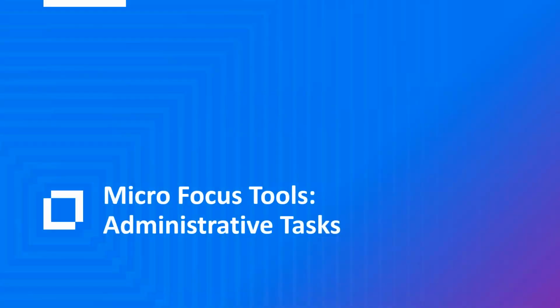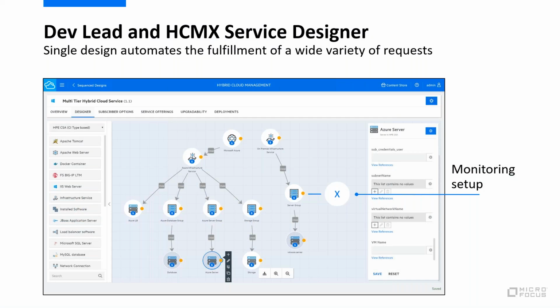All right, so there's a fair chunk of administrative tasks that need to get done. So the first thing is, whoever the dev lead is going to work with an HCMX designer, again, or HCM, and they're going to model your application and put in all the components that are needed. You're probably going to need a database. You may need a load balancer. So anyhow, all of the things that you need are going to be put into a design that'll look something like this. And you can see I've put in a big X for where the monitoring is going to be set up.